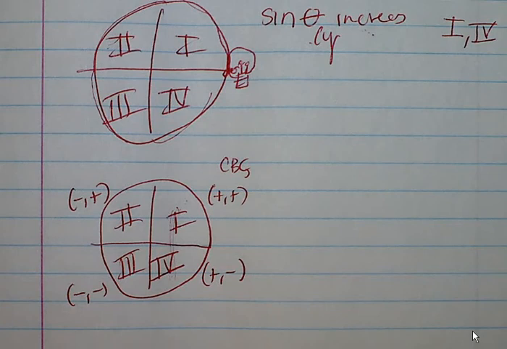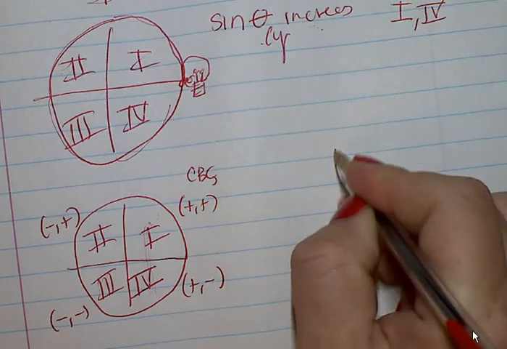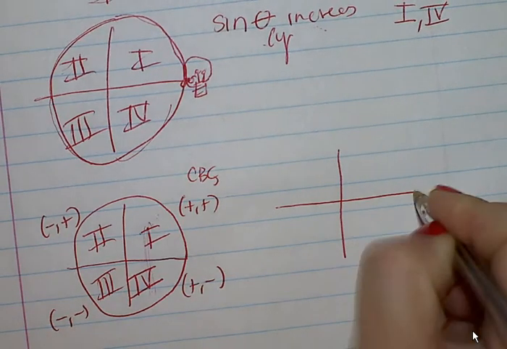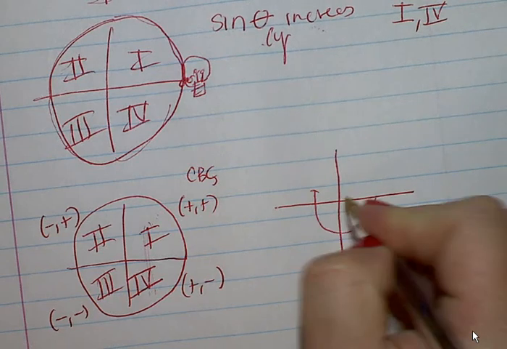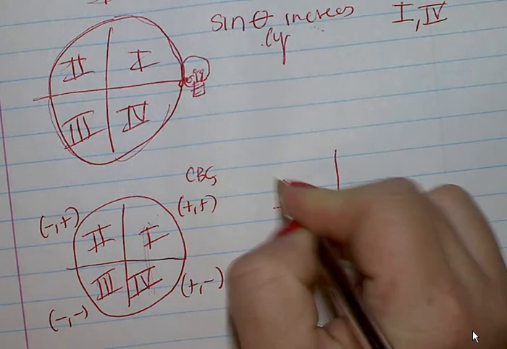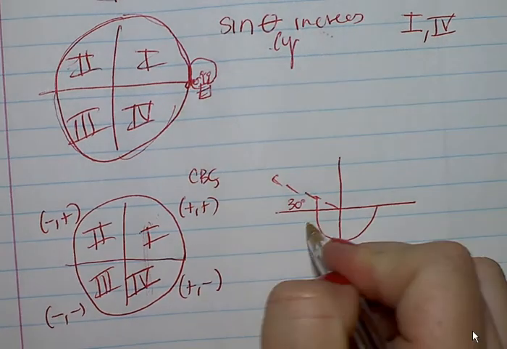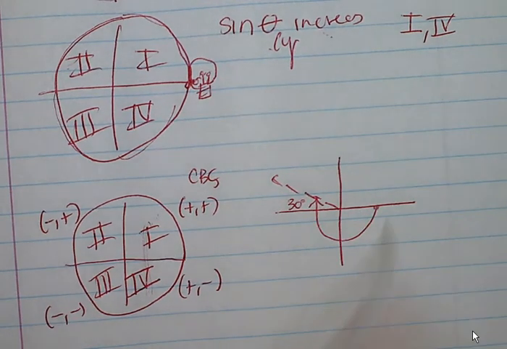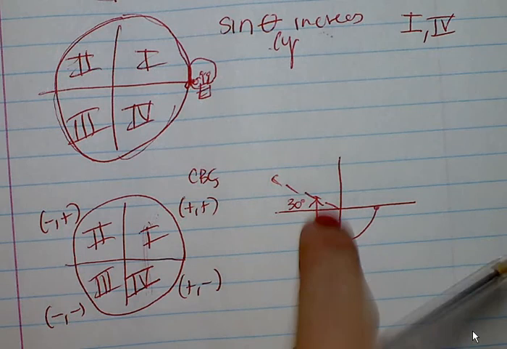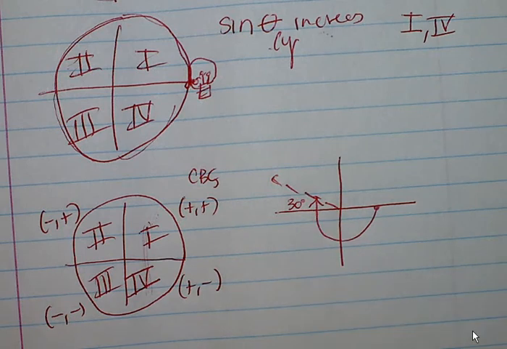Here's your next one. This is a 30-degree angle. I want to know, in terms of a radian measurement, what would be represented here? Don't say it out loud. Think about it. In terms of a radian measurement.